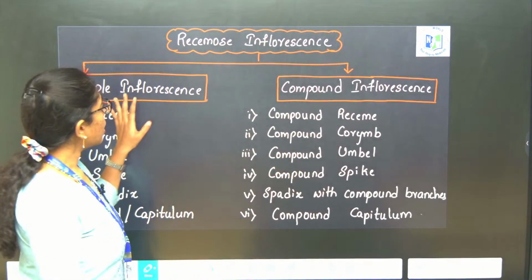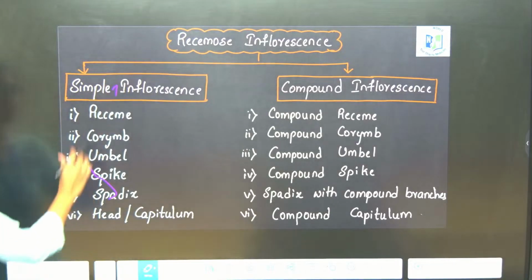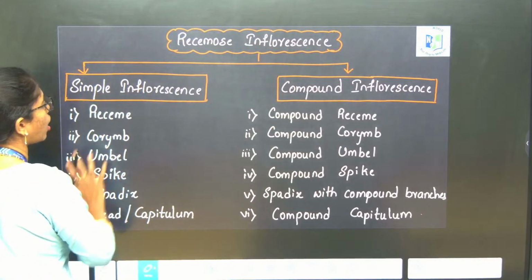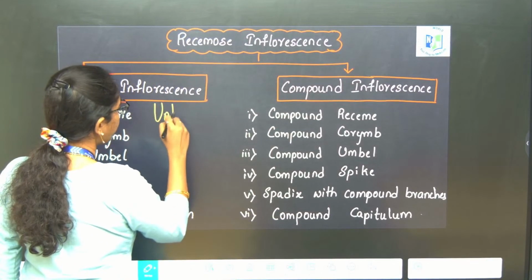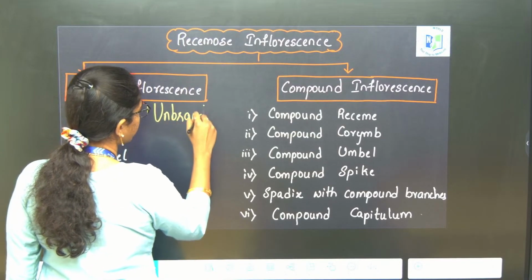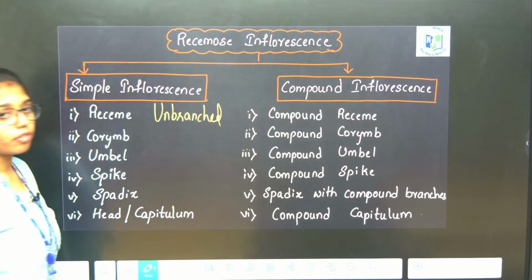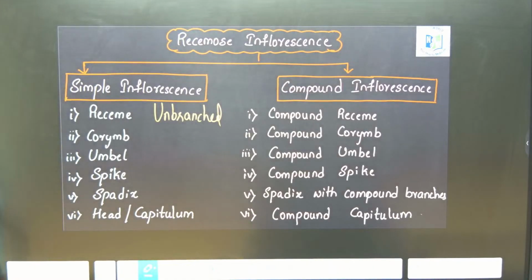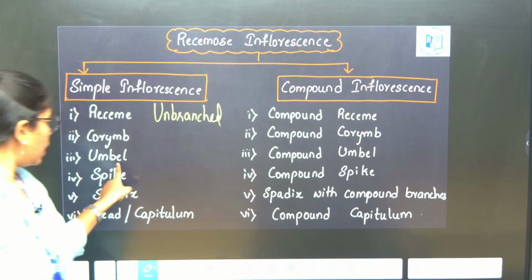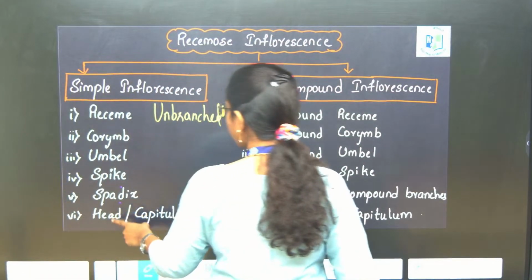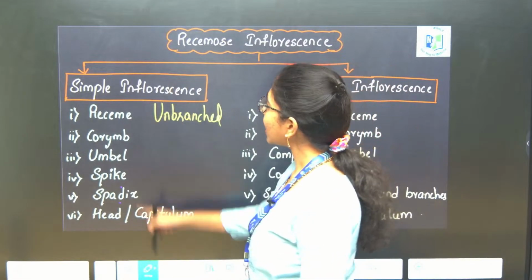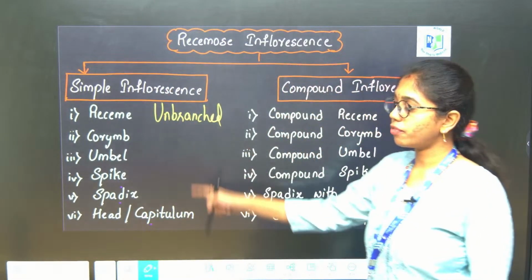If simple inflorescence, it is unbranched. Simple inflorescence of racemose is unbranched, whereas compound inflorescence is branched. Under simple inflorescence you have raceme, corymb, umbel, spike, spadix, head or capitulum. These are the simple racemose inflorescences.